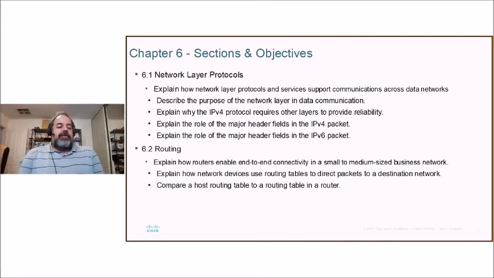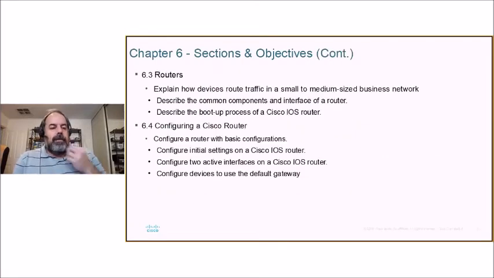We also talk about routing. We explain how routers enable end-to-end connectivity in a small to medium-sized business network. We look at how devices use routing tables to direct packets to a destination network. We'll compare a host routing table with a routing table in a router. We'll look at routers themselves and how they route traffic. And we'll start configuring a Cisco router as well.